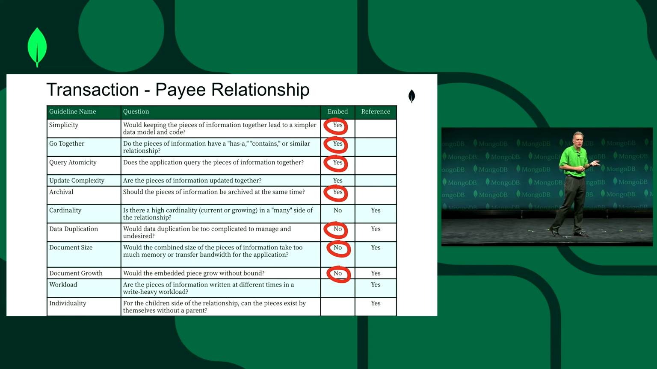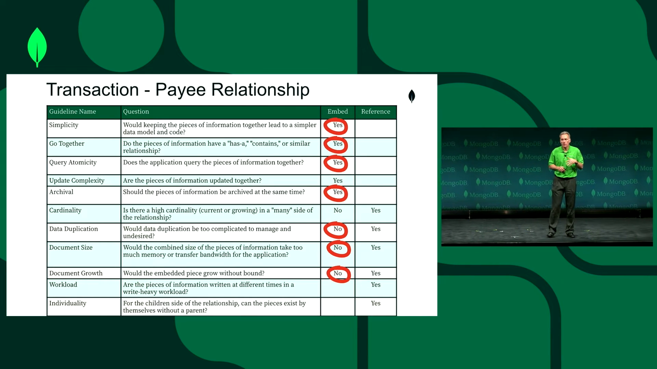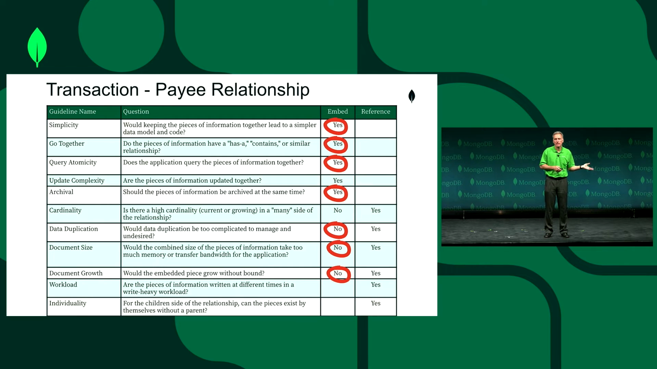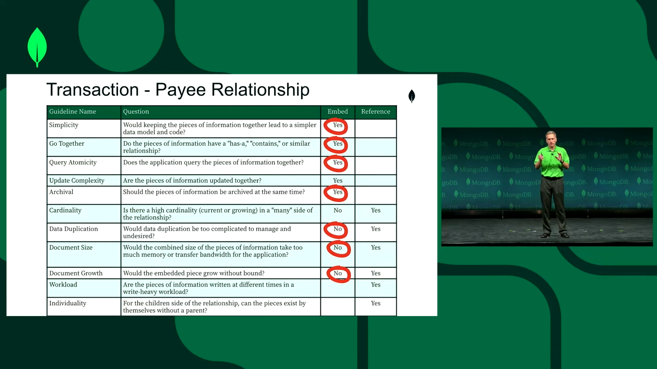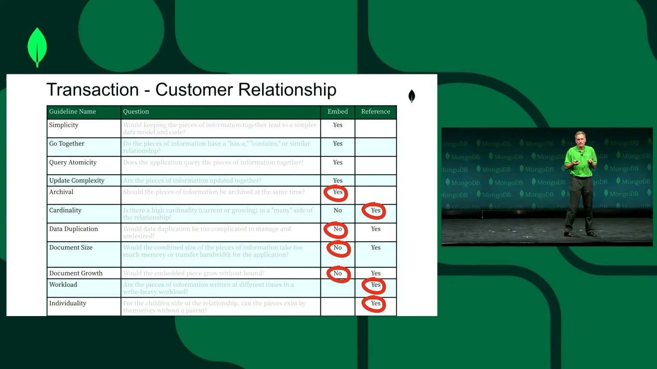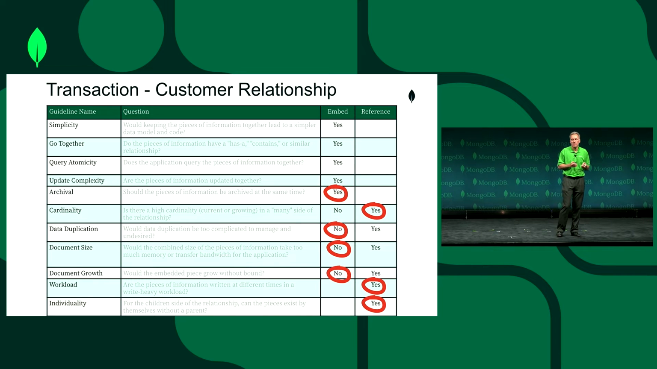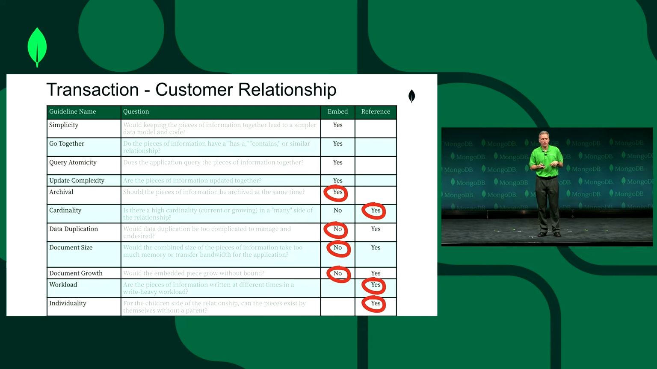I'm not going to read all of the questions. Upon completion, if you end up with a table that looks like this one, where everything is circled in one column, in this case embed, it's pretty clear how the two pieces of information should be modeled. Again, I say two pieces of information, it doesn't have to be just entities. But the result may not be clear-cut all the time. You may have answers in both columns, highlighting the benefits of embedding or referencing, depending on the choice you're going to make. If we look at the example of transaction and customers, that's basically what we end up with here.